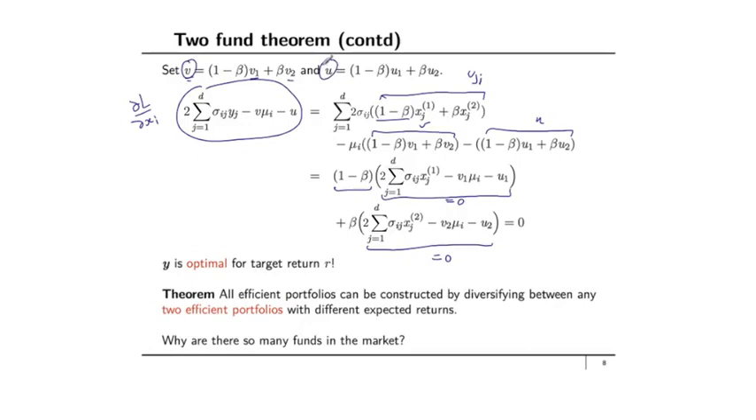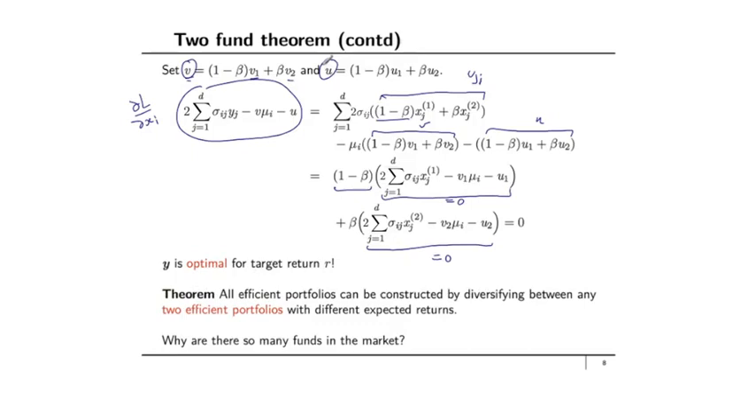And we have this theorem which says that all efficient portfolios, all the portfolios that are on the efficient frontier, can be constructed by diversifying between any two efficient portfolios with different expected returns. The only condition that we needed on x1 and x2 is that they have different returns. So everybody, whoever is going to be investing in this market, they're happy if I just give them two mutual funds and say, okay, you can just invest what you like on these two mutual funds.